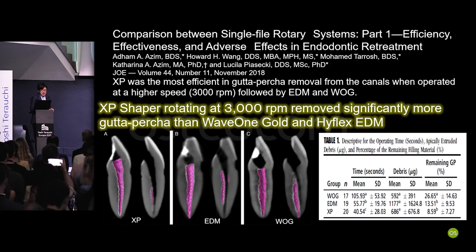And Azim showed XP shaper rotating at higher speed, 3000 RPM, removed significantly more gutta percha than WaveOne Gold and HyFlex EDM, conventional nickel titanium instruments. So you need to increase the speed, not the speed that the company recommends. So I want to use 3000, 2500, higher speed.